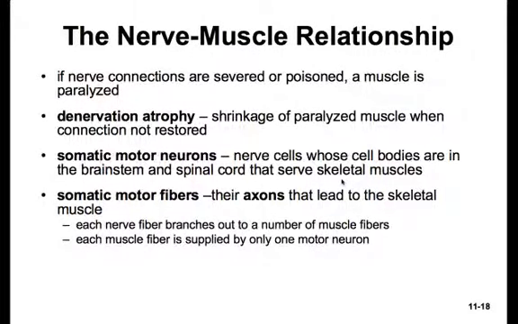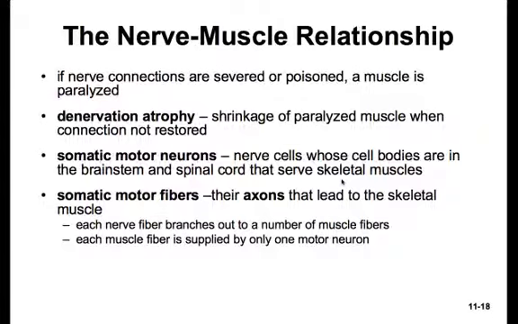So in this section, we'll address the nerve-muscle relationship. Skeletal muscle never contracts unless it's stimulated by a nerve or artificially with an electrode. If the nerve connections are severed or poisoned, a muscle is going to become paralyzed. And if the connection is not restored, the paralyzed muscle undergoes a shrinkage called denervation atrophy. Thus, muscle contraction cannot be understood without first understanding the relationship between nerves and muscle cells.